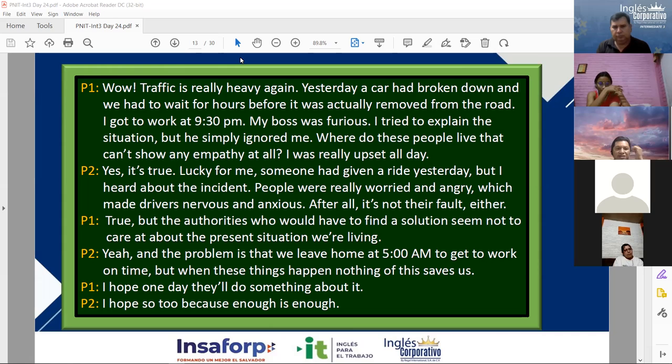Yes, it's true. Lucky for me, someone had given me a ride yesterday, but I heard about the accident. People were really worried and angry, which made drivers nervous and anxious. After all, it's not their fault either. True, but the authorities who have to find a solution seem not to care about the present situation we're living.